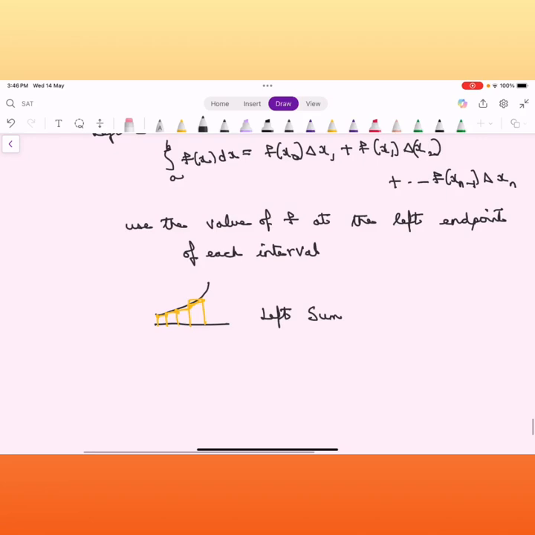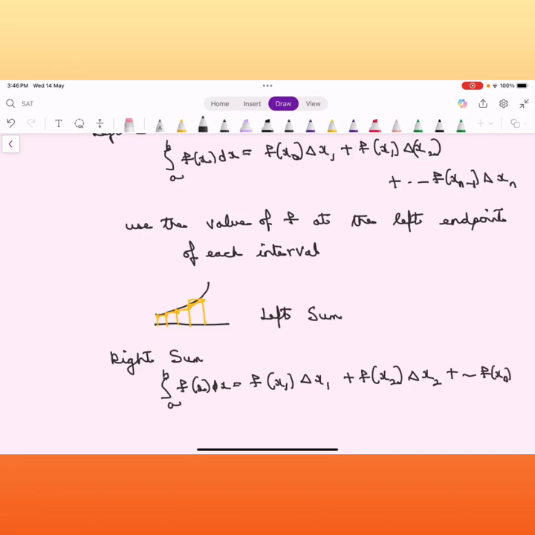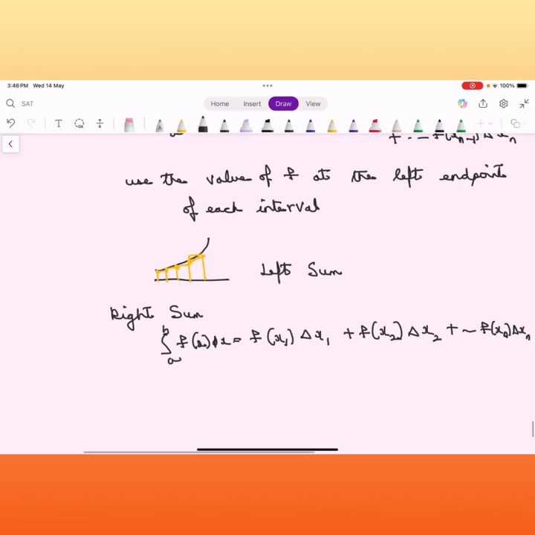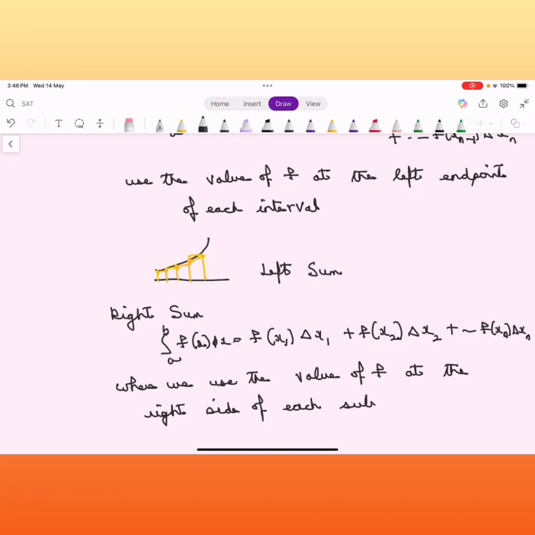And similarly, we have the right sum. For the right sum, you have the integral from a to b of f(x) dx equal to f of x1 delta x1 plus f of x2 delta x2 plus f of xn delta xn, where we use the value of f at the right side of each subinterval. So we take the rightmost value.